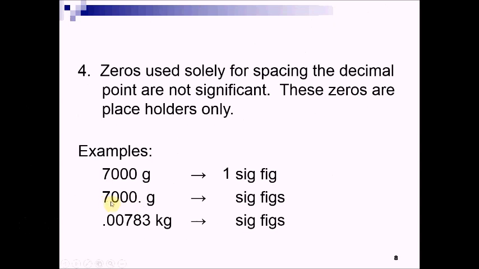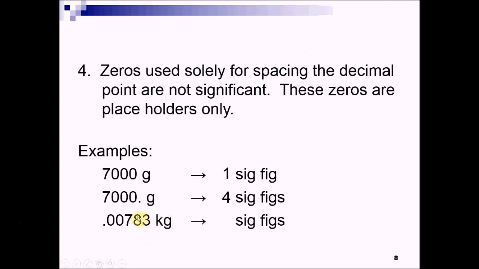Now, let's say I did have a piece of measuring equipment that measured all the way down to a gram, and I thought my measurement was 7,000 grams, where I wanted people to know that this last 0 was my guess. Well, in that case, you actually just do have to write that decimal place, and if that decimal place is there, then all of these digits matter, so that would be 4.